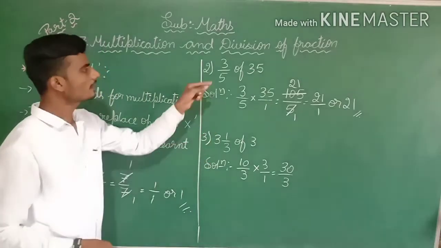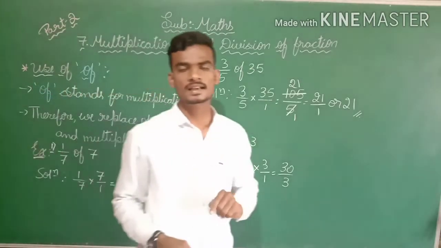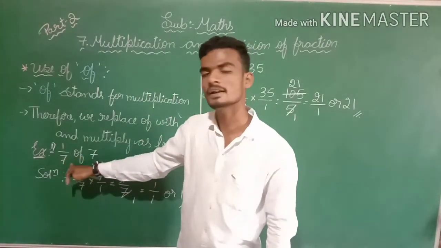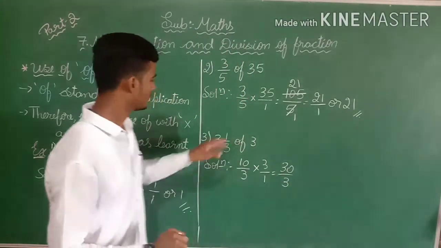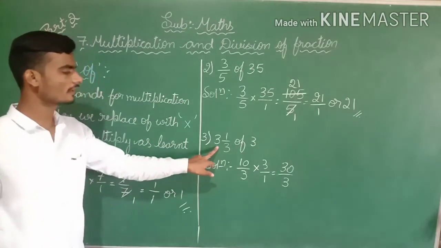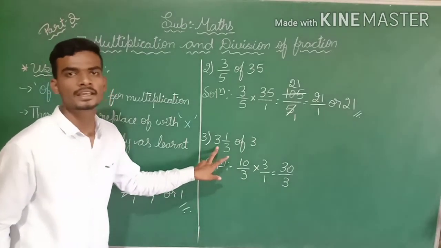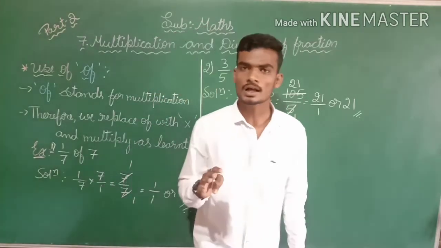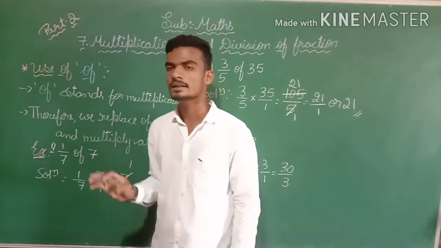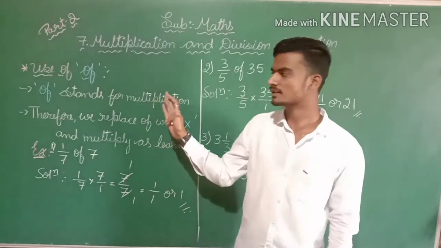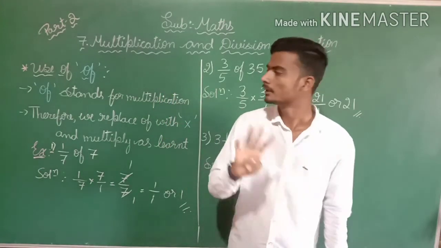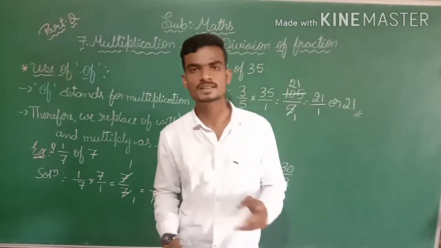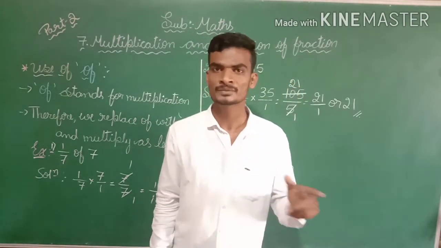Next, see here in this first and second example, they have already given an improper fraction, but in the third example they have given a mixed fraction. If they have given a mixed fraction, what do you have to do? You already know we have learned in the multiplication of mixed fractions, that if both the numbers are arising in mixed fractions, you have to convert those mixed fractions into which fraction?